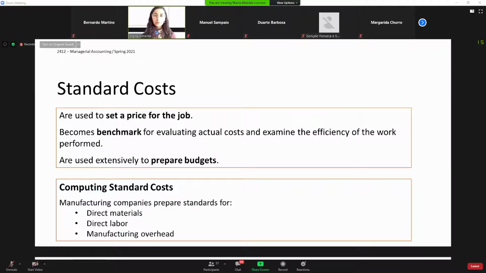So this is very important, and obviously it's important in the day-to-day activities when we have special orders, and also to prepare the budgets that the company does annually or on a rolling budget every month. So we can have these standard costs for labor, materials, and manufacturing overheads.